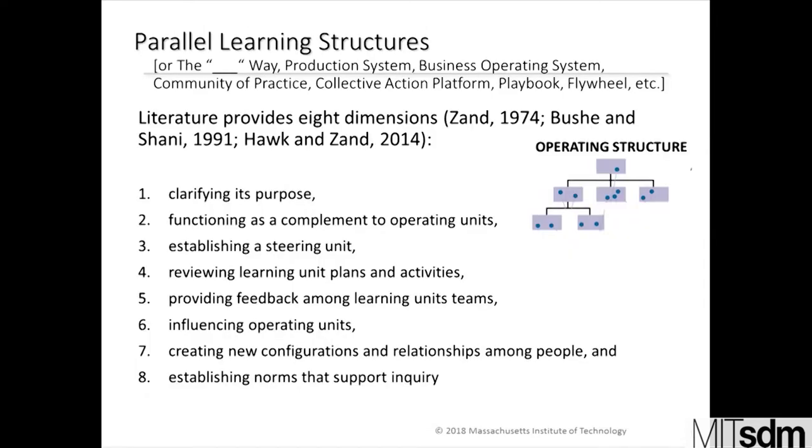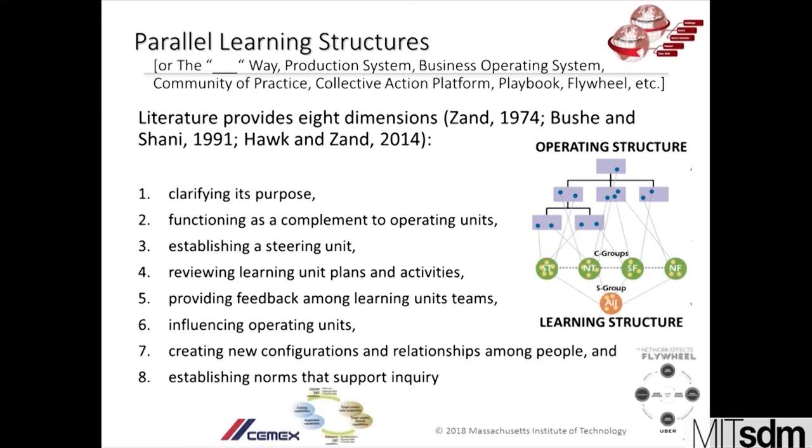How is it achieved? And that's largely been done by what academics have called parallel learning structures and what others have called the Toyota Way, the Danaher Business Systems, communities of practice, essentially efforts led by leaders that have them develop their people within the organization. So you see the operating structure there, and you see beneath that you put in place a parallel system that focuses on learning as part of the improvement process.